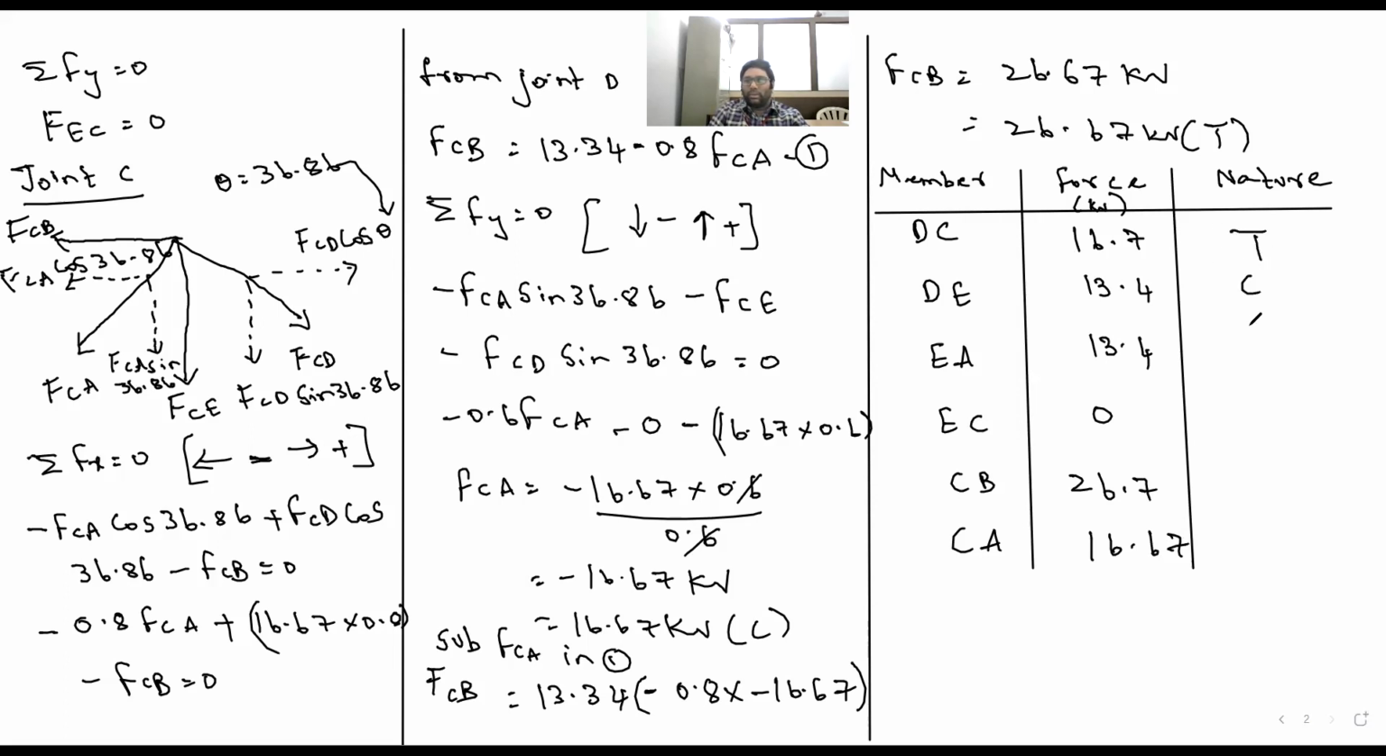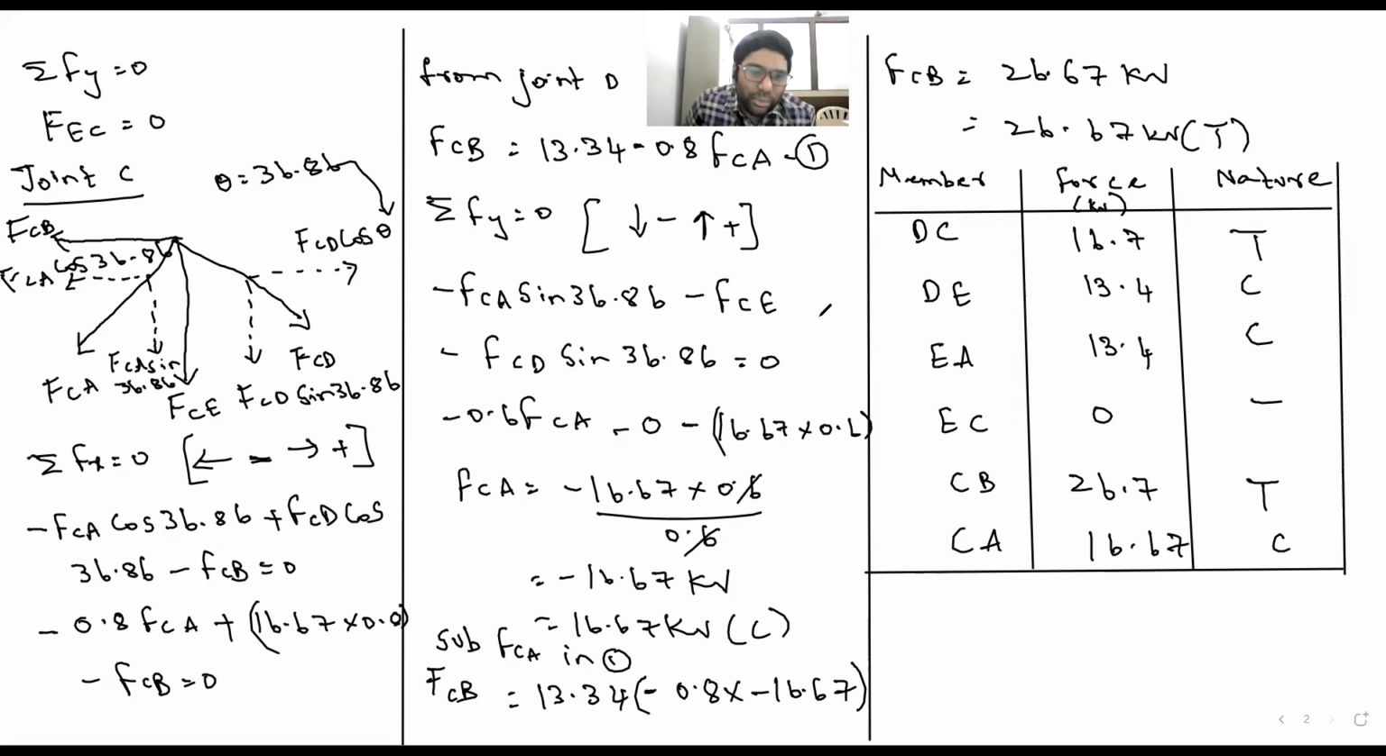So tension, compression, compression, and what is 26.67? Tension, compression. Okay. So this is how we need to solve the truss using method of joints, both for cantilever as well as normal truss. This is how we actually try to understand the subject and method of joints.